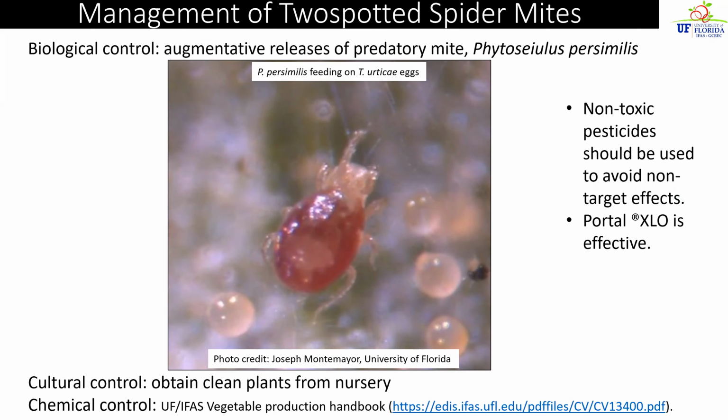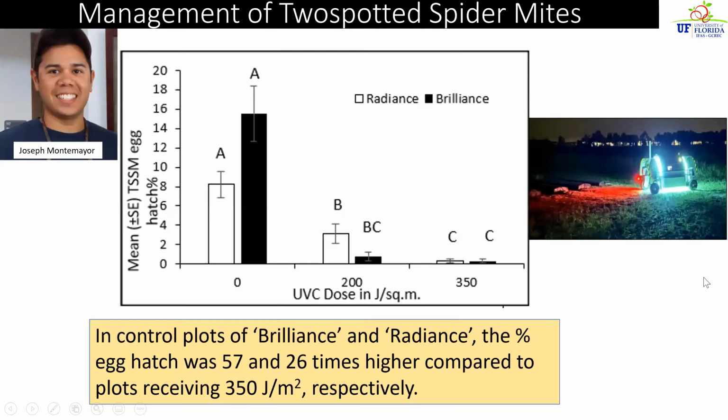When selecting miticides, avoid broad-spectrum products. Certain miticides, such as Portal, are effective in controlling the two-spotted spider mites. By obtaining clean plants from the nurseries, you can prevent two-spotted spider mite infestations. Also, refer to the Vegetable Production Handbook for a list of registered products.